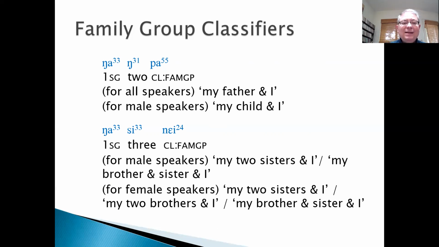So if a man says ngasi ne, then the interpretations are my 2 sisters and I, or my brother and sister and I. If a woman says ngasi ne, then the interpretations are my 2 sisters and I, my 2 brothers and I, or my brother and sister and I. So again, rather complex. Now you don't hear these often in normal conversation. Even among older speakers, these seem to have disappeared largely. I think that's because Mandarin does not have these, and so people are not used to using them. So another sign of the erosion that we're finding in the language.